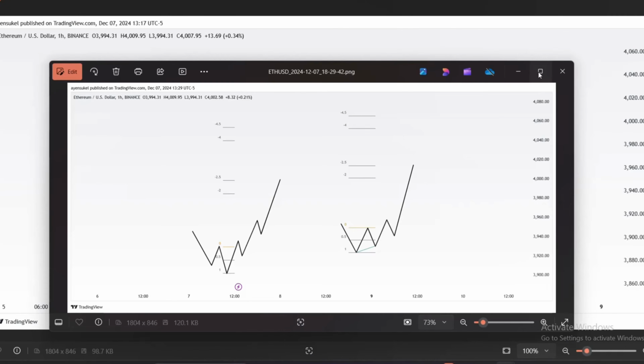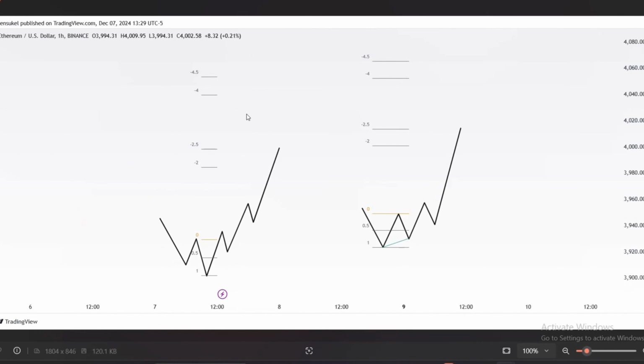And also, this is how you mark the fib. When you identify your CISD, you mark it from the high that produced that manipulation leg, right? You mark it from the high to the low that produced the manipulation leg, and this will be your target. Your first target will be -2 to -2.5, and your second target will be -4 to -4.5. After these targets, you look for liquidity to be in place or to go with these zones. It can be fair value gap, it can be swing high, right?